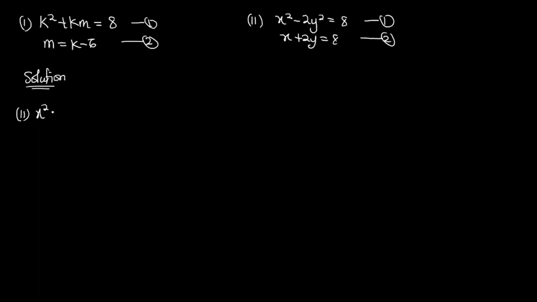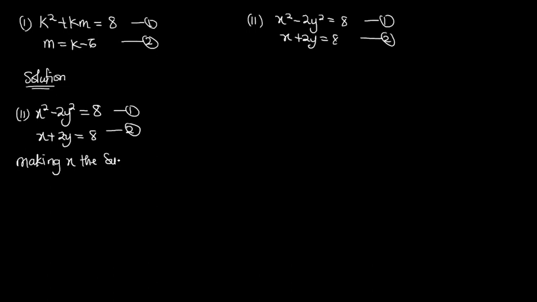We have x squared minus 2y squared equals 8. And then we have x plus 2y is equal to 8. This is equation 1 and this is equation 2. All right, so let's go ahead and solve this. So as usual, I want to make x the subject in equation 2. So if I make x the subject here, I'm going to have x is equal to 8 minus 2y. So I brought the 2y to the other side of the equal sign, leaving x alone.